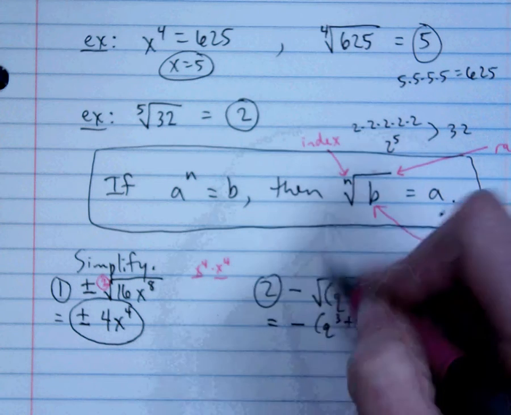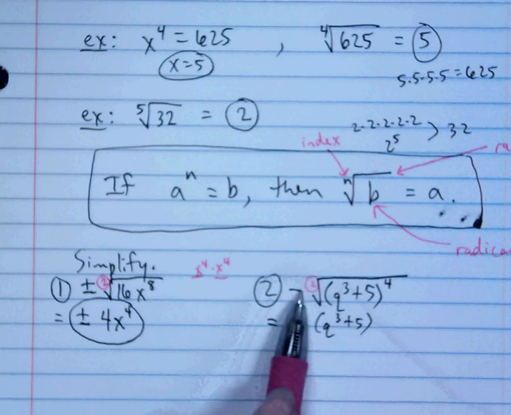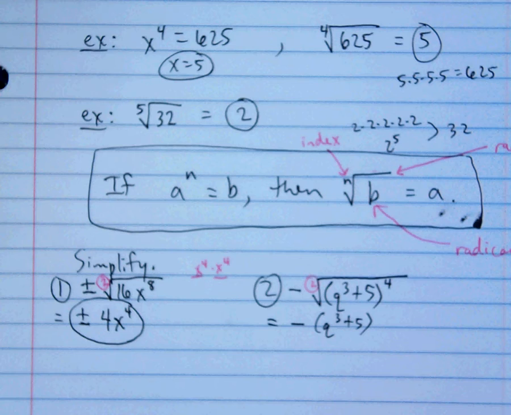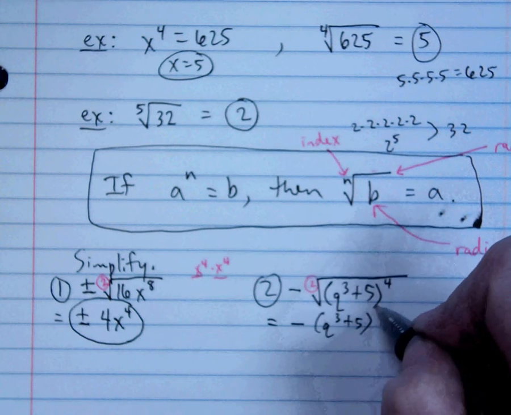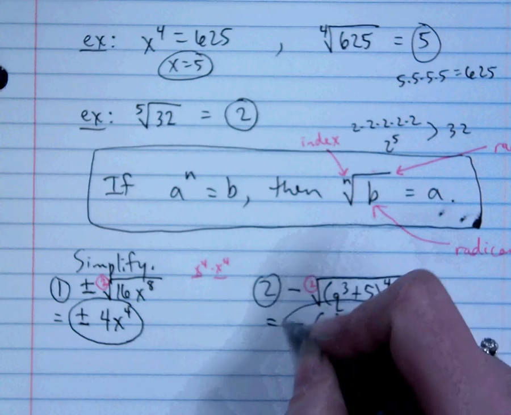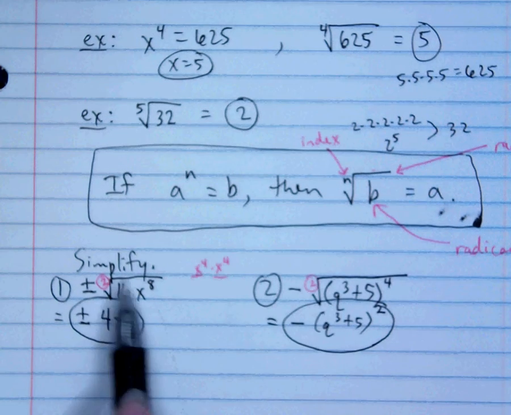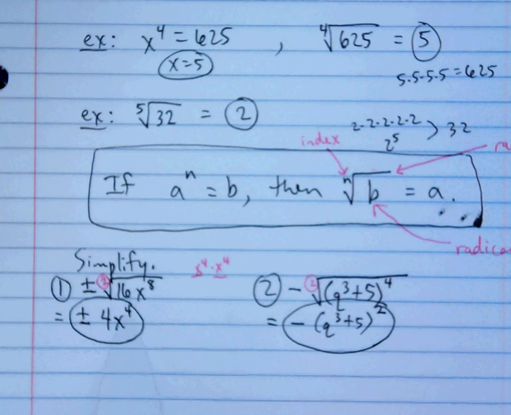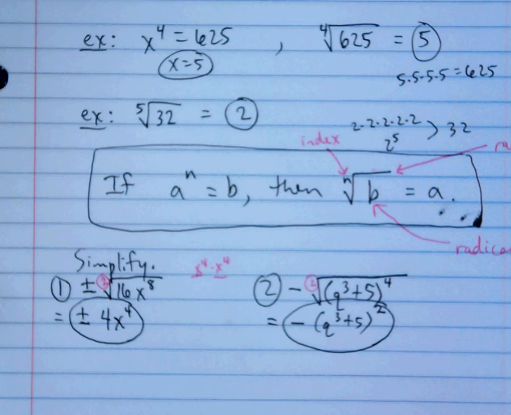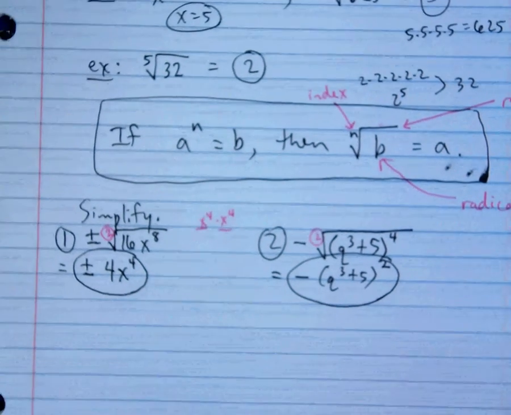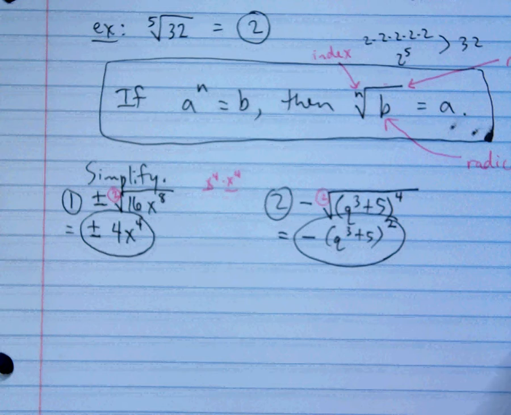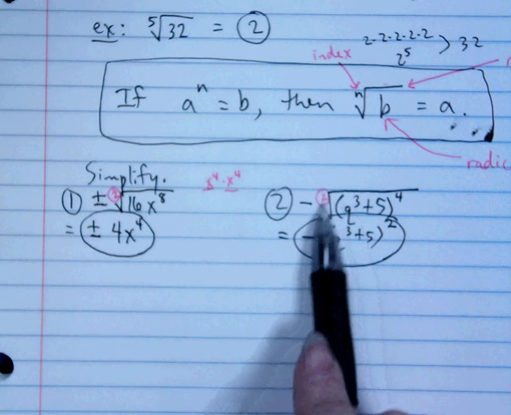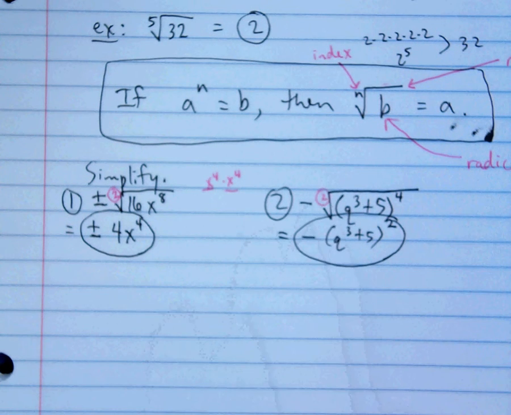All we're really going to do is remember that index and do 4 divided by 2. 4 divided by 2 is 2. So I know that it must be to the 2nd power. Just like over here, 8 divided by 2 is 4. So it's more dividing when we're thinking about what we're going to do with our powers on the inside and our index on the outside. Okay, so let's do another one.